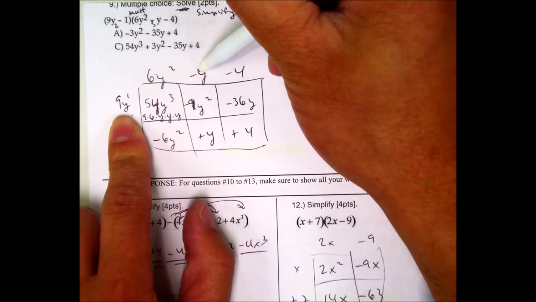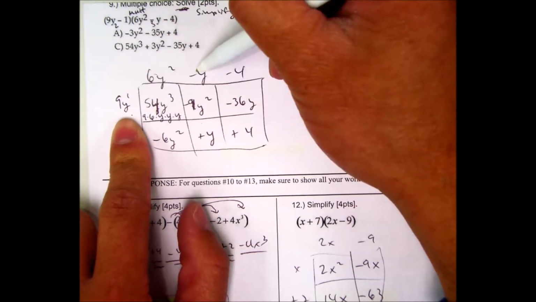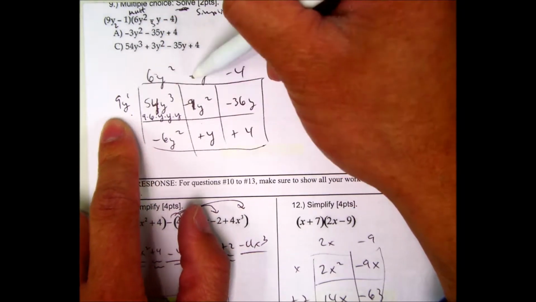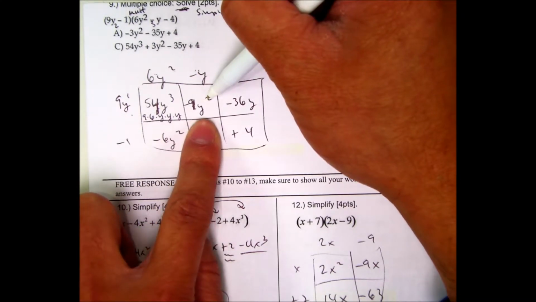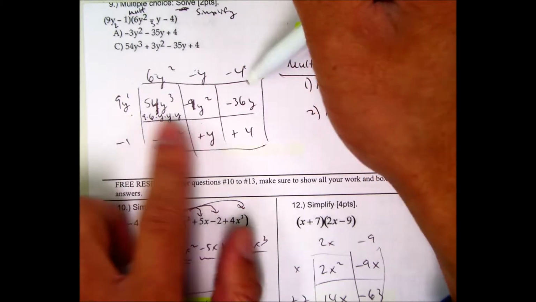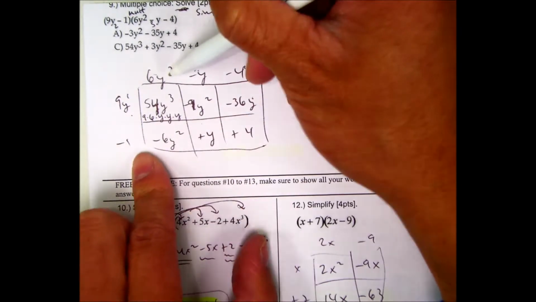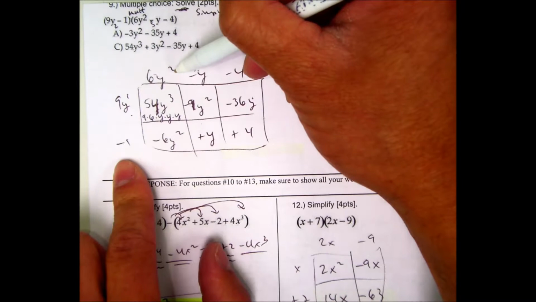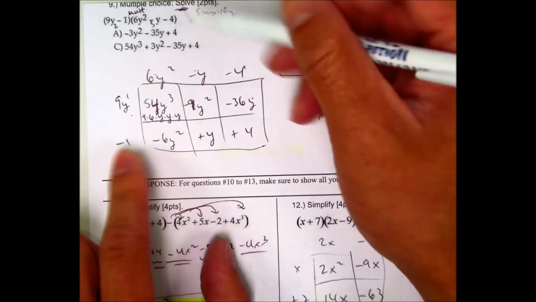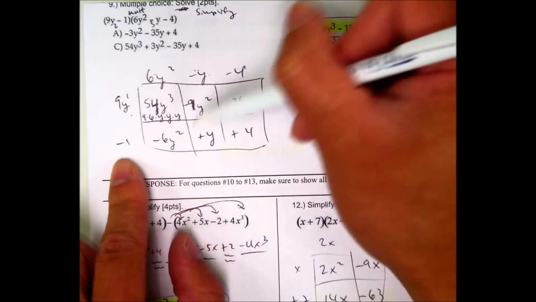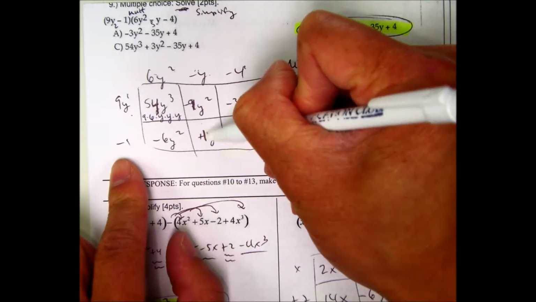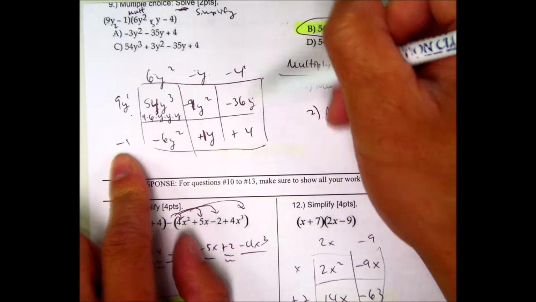9y times negative y gives you negative 9, right? Positive times a negative. And then y times y is y squared. 9y times negative 4, negative 36y. 6y squared times negative 1 gives you negative 6y squared. Negative 1 times negative y becomes a positive y, or positive 1y if you want to put that there. And negative 1 times negative 4 is a positive 4.